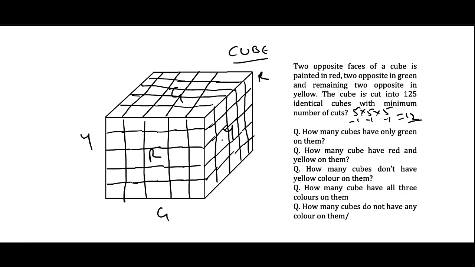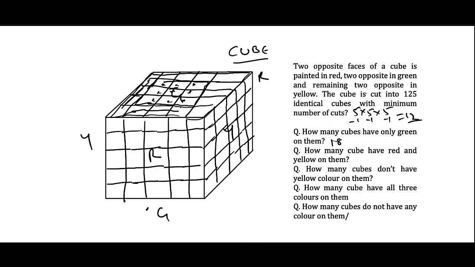So let's come to the question first. The first question says how many cubes have only green on them. Now it says only green, that means no other color should come with green. So we have the whole face of green painted here, but the corner cubes are painted with green and red, with green and yellow, so we won't be taking this part. So we have only the 9 cubes at the center, which have only one color, and that is green. So 9 cubes we have on the top side with only green, and 9 on the bottom side, so in total we have 18 cubes.